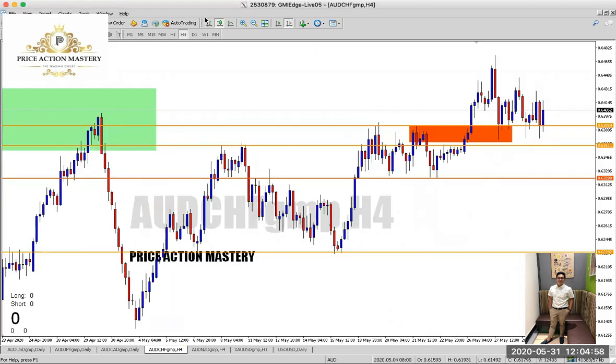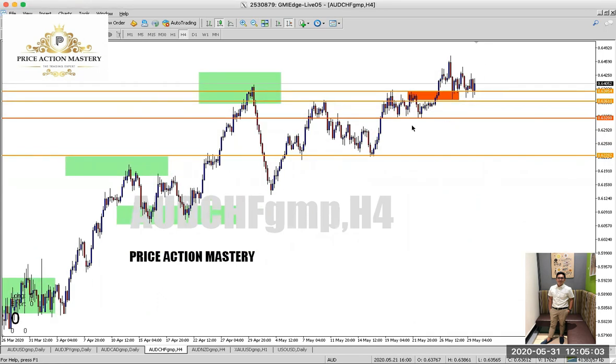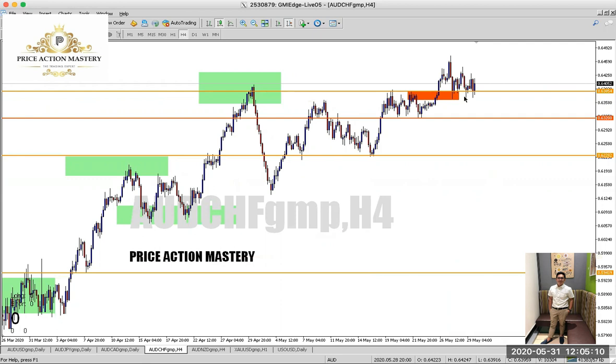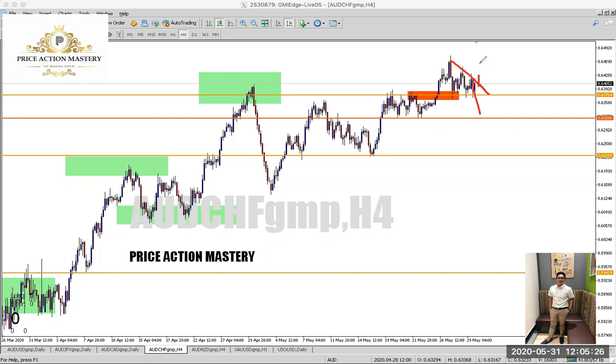Another one will be Aussie Swiss franc. Yes, it's basically very clear. Let me move this line. This will be a level. As we can see, can you see the market is actually squeezing? We will see either it drops down or goes up, but in this situation I'll be seeing more downside for this Aussie Swiss franc.